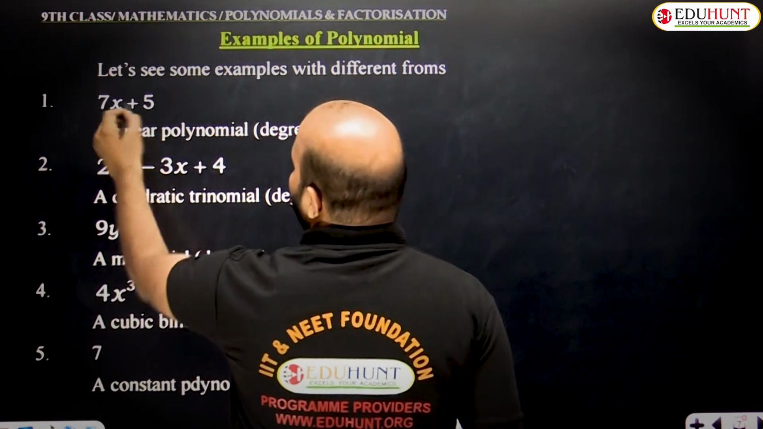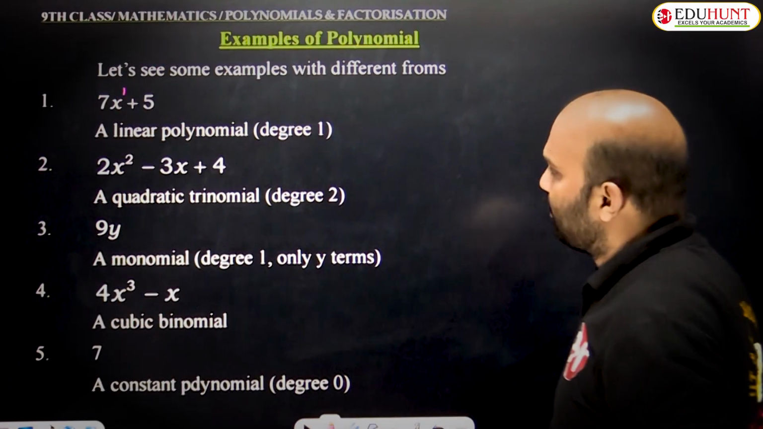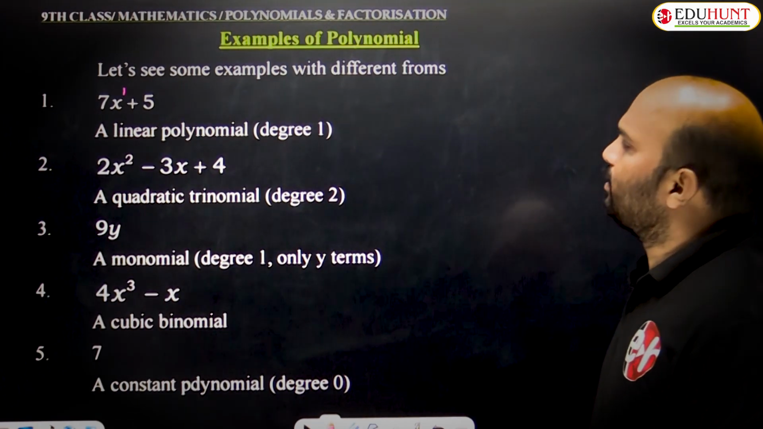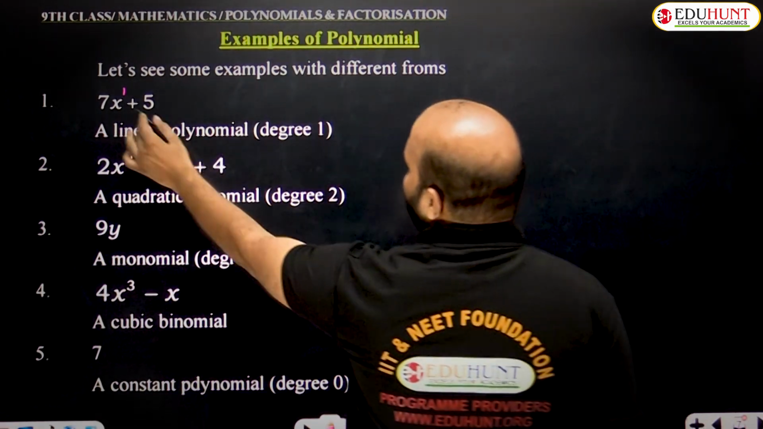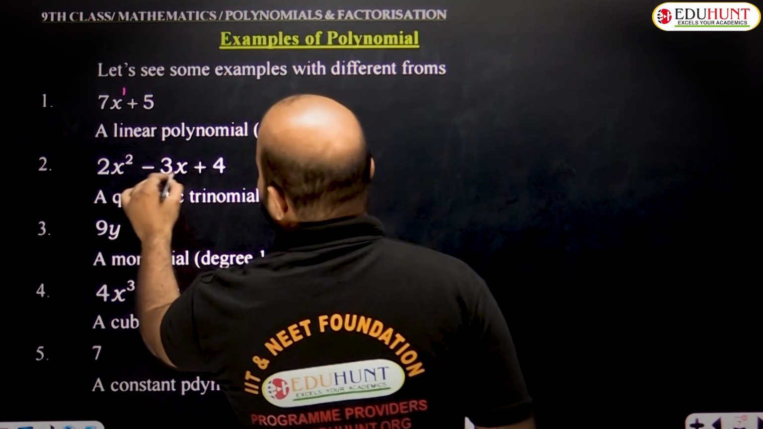So here, what is the variable x? The highest power value of a variable is called the degree. So the degree is 1. The highest exponent of the polynomial is 1. Next, the second one: 2x square minus 3x plus 4.